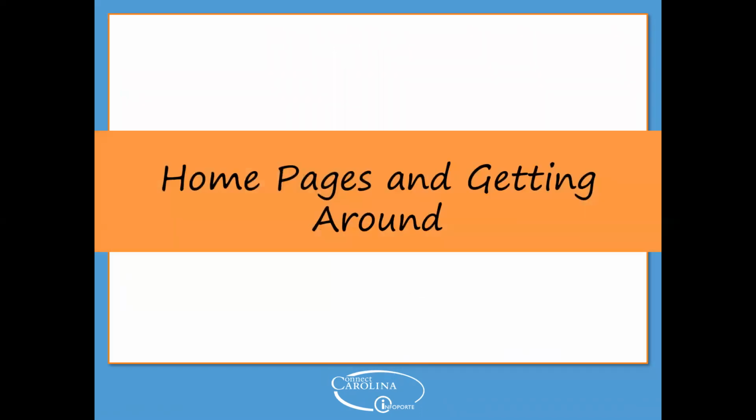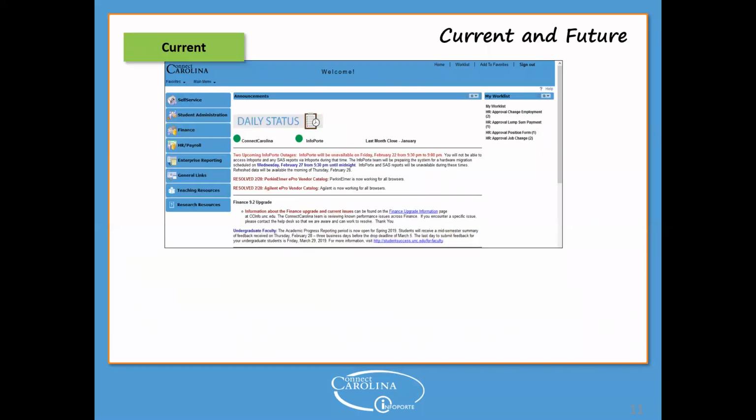All right, so moving along, we're going to talk about the home pages and then how we get around going forward. So I think this is pretty familiar to everybody. Right now, this is what we see when we log in as employees. We've got blue buttons over on the left side. Our favorites are there. Main menu, everybody's probably pretty familiar with main menu.